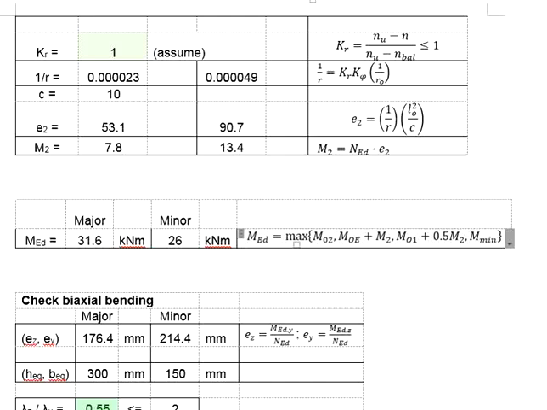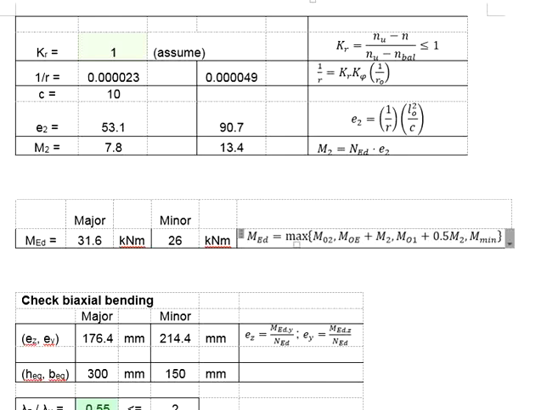In the case that the biaxial bendings can be ignored, then this value shall be used in the design of the reinforcement. You will design the reinforcement for the major axis, and then you do the design for the minor axis, and then work out a common layout of the reinforcement bar, which provides sufficient amount of reinforcement in both major and the minor axis. This is when the biaxial bending effects can be ignored.